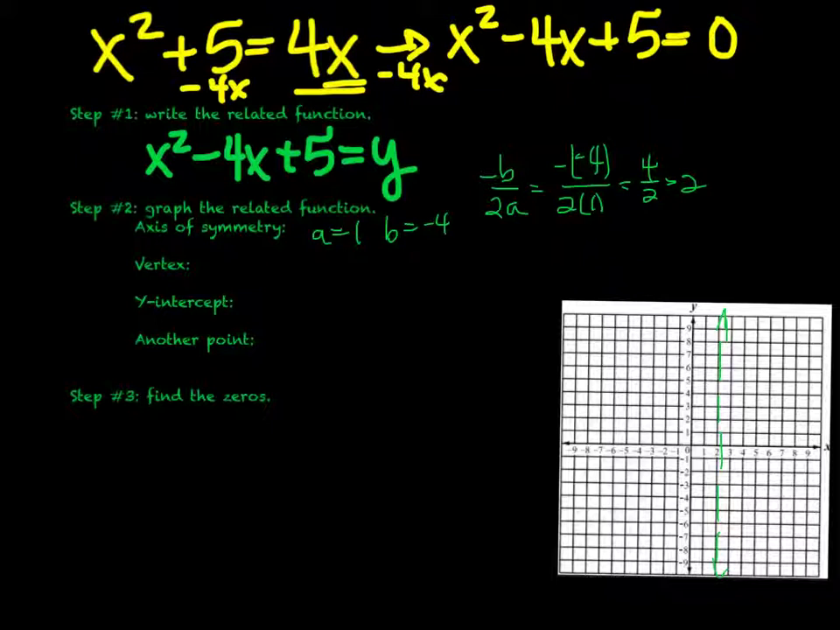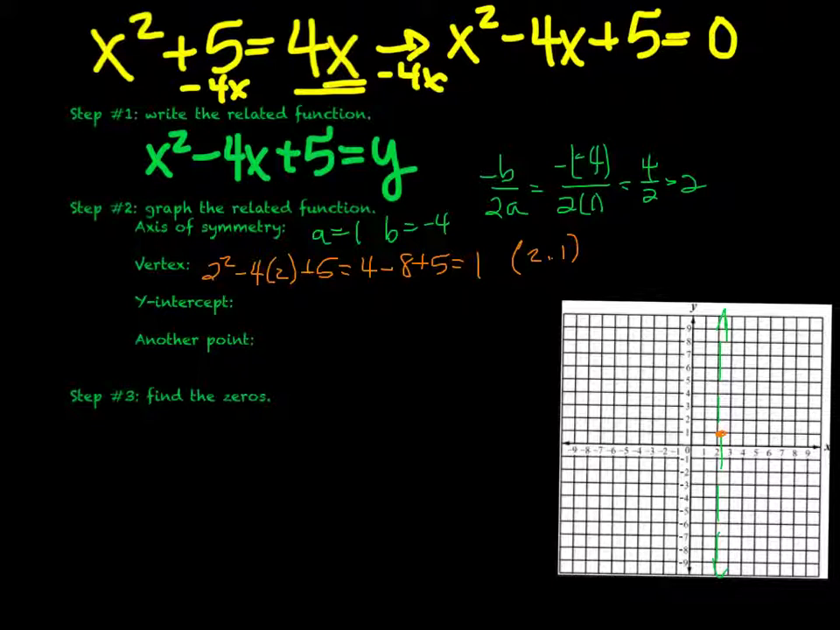Then we need to figure out our vertex. Our vertex is where the parabola is crossing on that axis of symmetry, so we're going to put in 2 squared minus 4 times 2 plus 5, and from there we get 4 minus 8 plus 5. 4 minus 8 is a -4, plus 5 equals 1. So our vertex is at 2, 1. That's kind of cool. 2, 1 means it is right about there where it crosses that axis of symmetry.